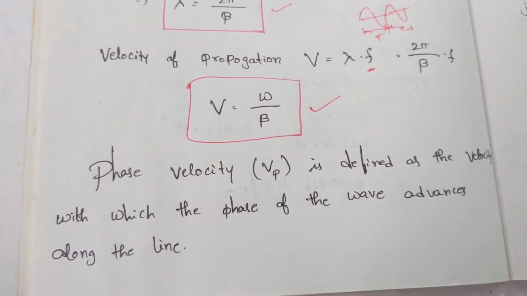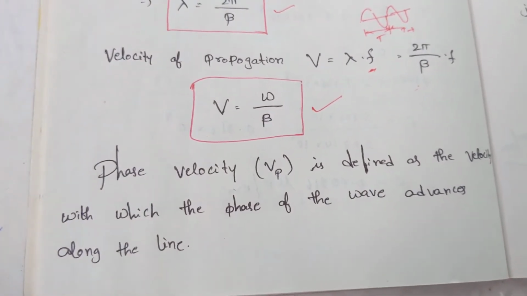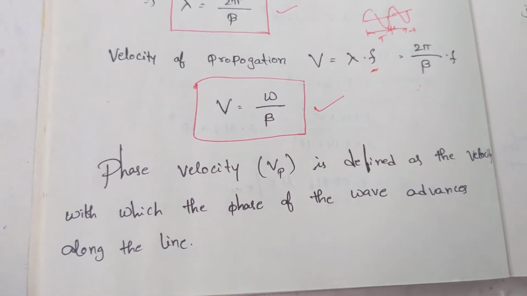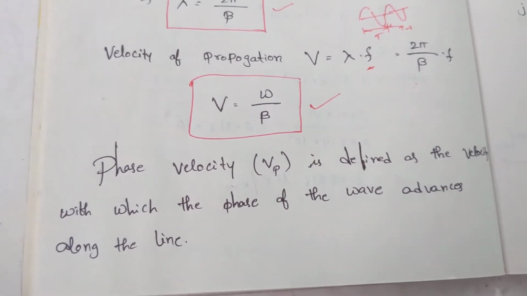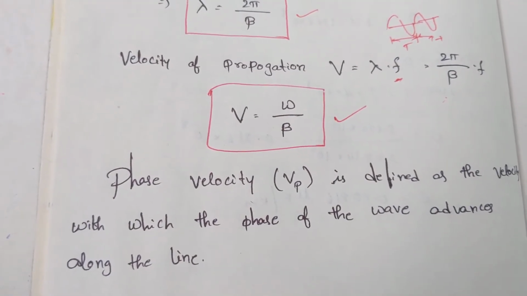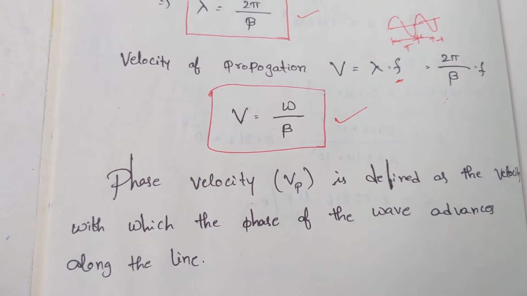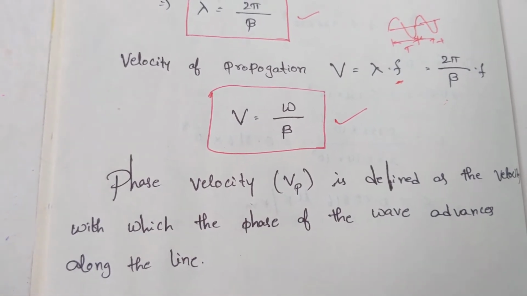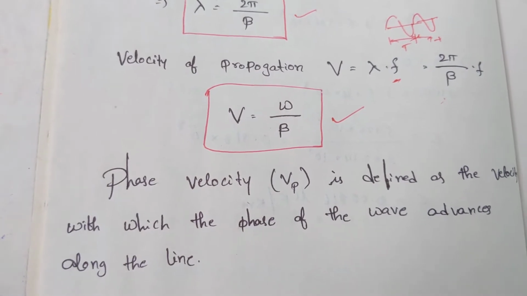In your transmission lines, the phase velocity and the velocity of propagation both will be the same, because along the line the wave is going to be transmitted. There will not be any distortions there. There will not be any separate waveforms.